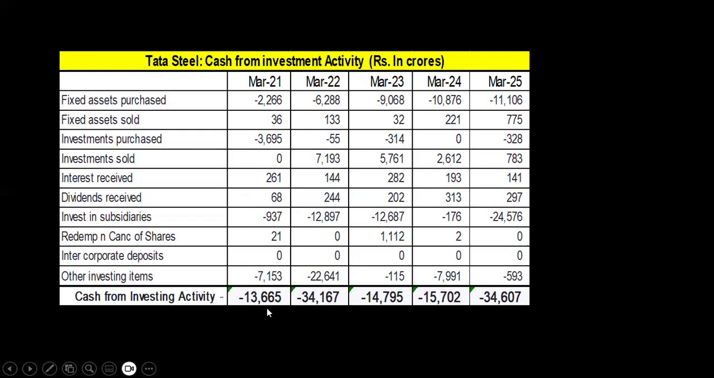This negative CFI is because of investment in subsidiaries and acquisition of fixed assets. So both are the signs of growth. The company is investing in assets that have the ability to generate future cash flows. So negative CFI by default is not bad. Negative CFI is an investment in assets.